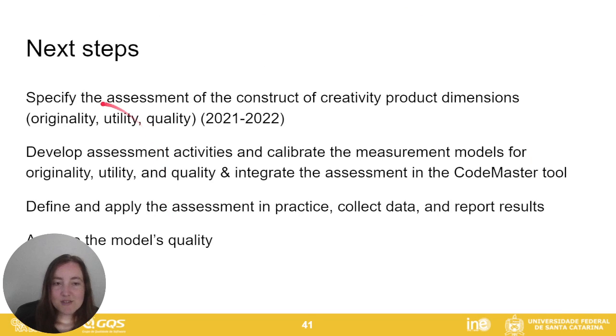So the next steps include specifying the assessment of the construct of creativity product dimensions: originality, utility, quality; developing assessment activities and calibrating the measure models for originality, utility, and quality, and integrating the assessment in the Codemaster tool. Define and apply the assessment in practice, collect data and report results, and analyze the model's quality.